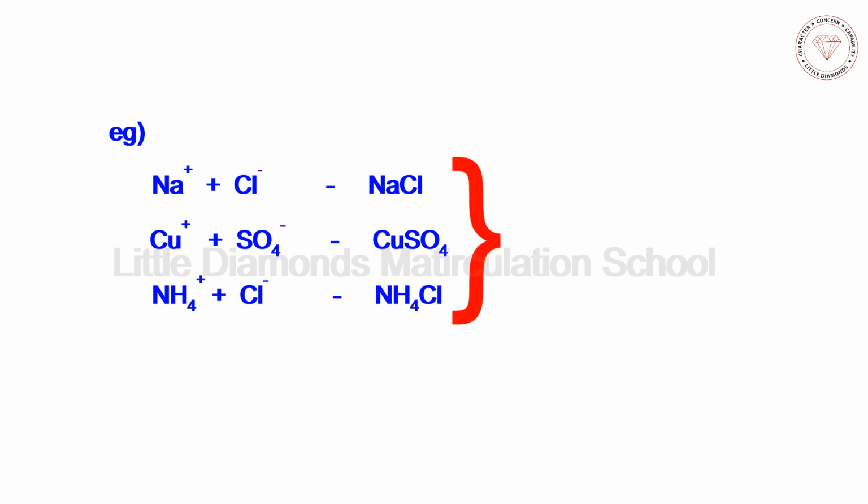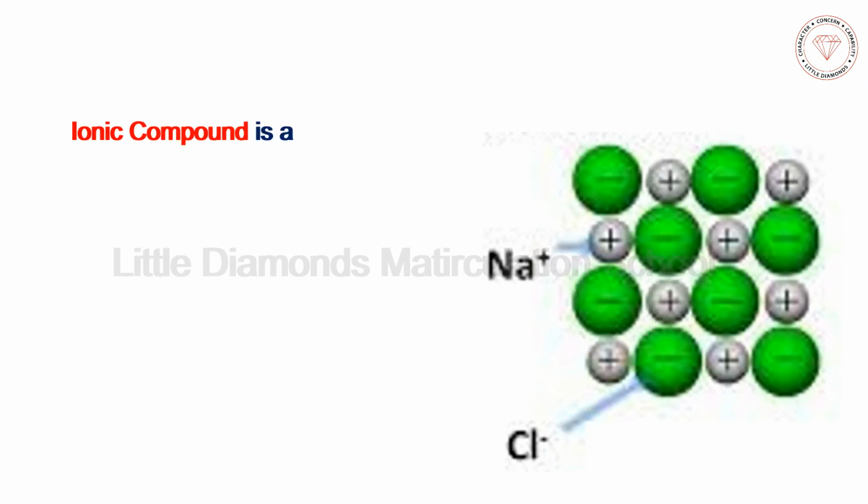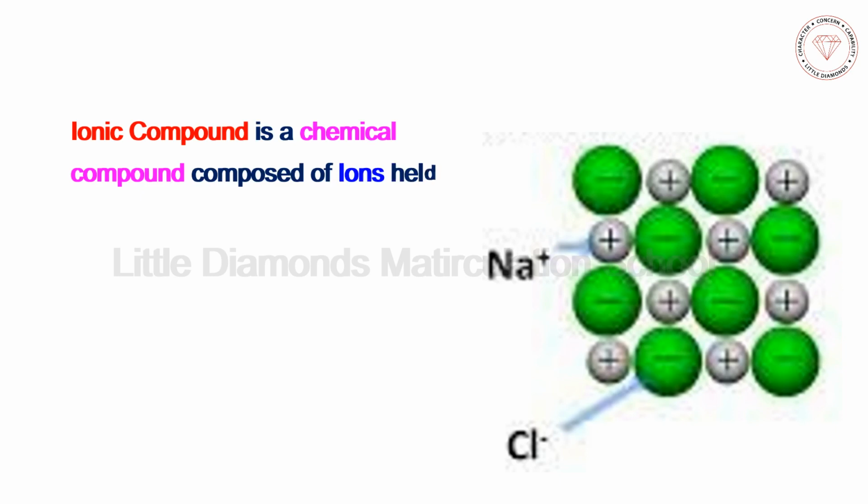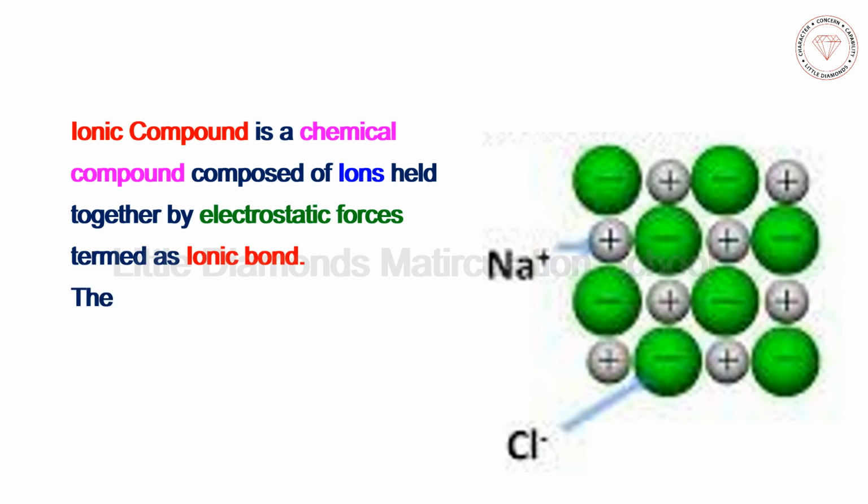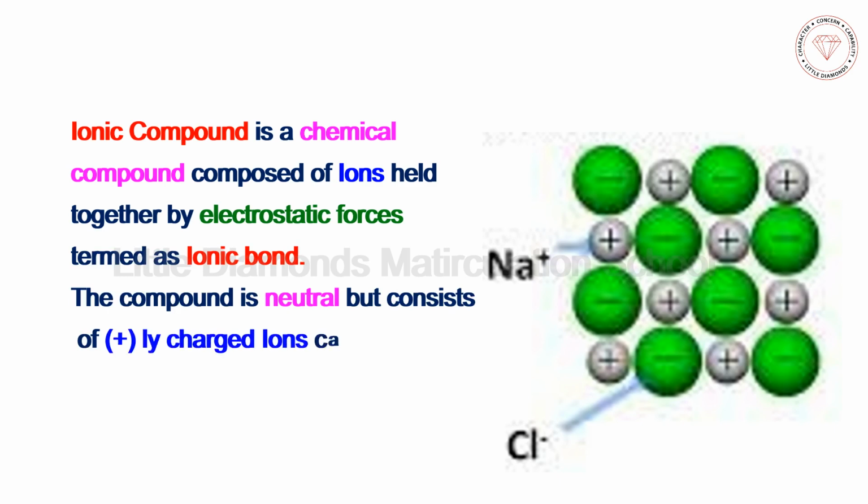These compounds are called ionic compounds. An ionic compound is a chemical compound composed of ions held together by electrostatic forces termed as ionic bond. The compound is neutral but consists of positively charged ions, the cations, and the negatively charged ions, the anions.